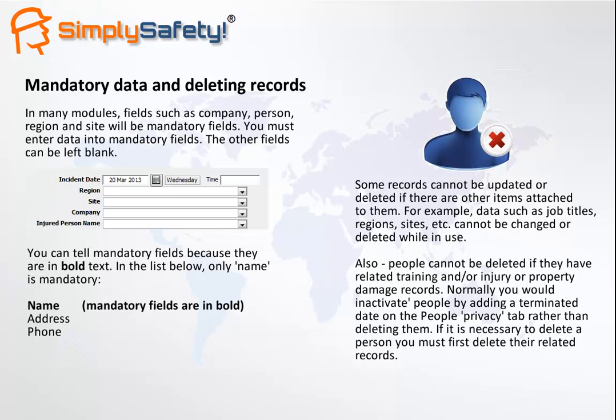Also, some records cannot be updated or deleted if there are other items attached to them. For example, data such as job titles, regions, sites, etc. cannot be changed or deleted while in use. Also, people cannot be deleted if they have related training and/or injury or property damage records. Normally, you would inactivate people by adding a layoff or terminated date on the People Privacy tab rather than deleting them. If it is necessary to delete a person, you must first delete the related records.